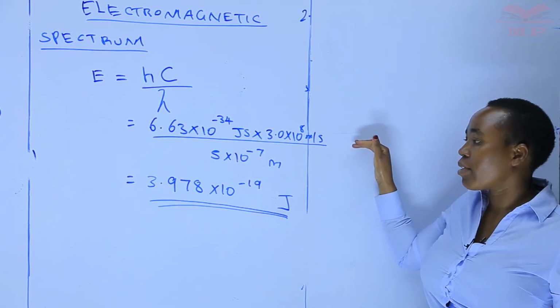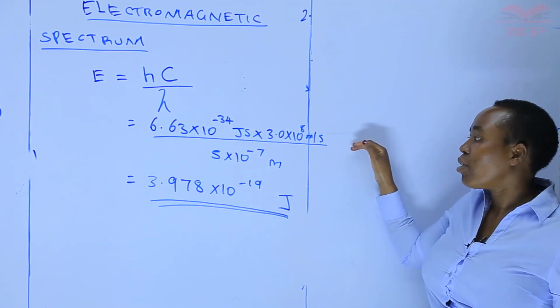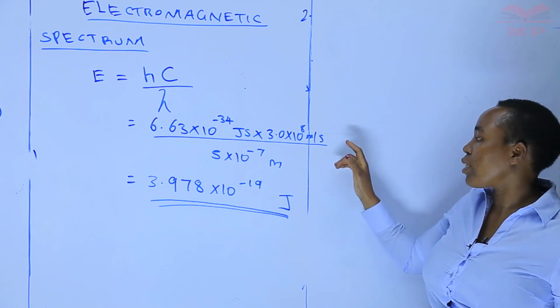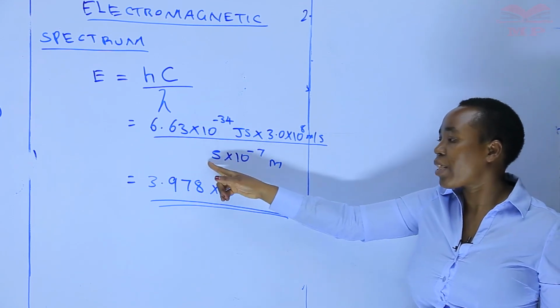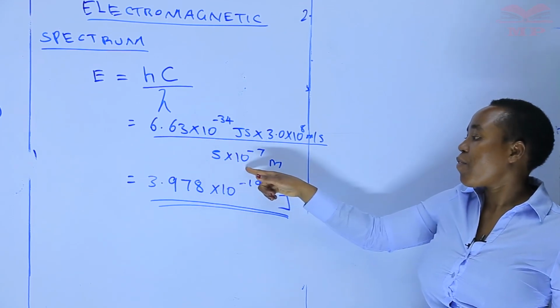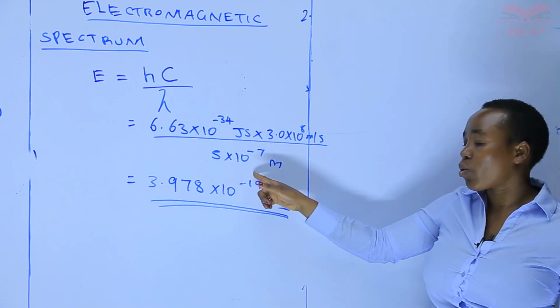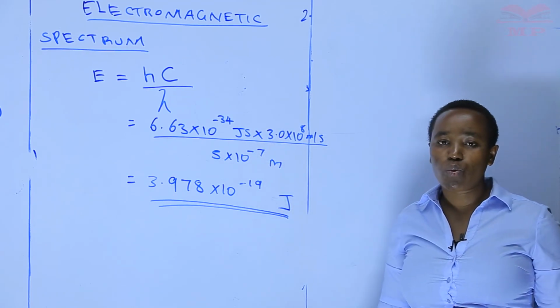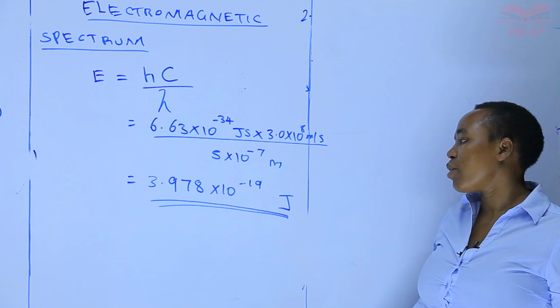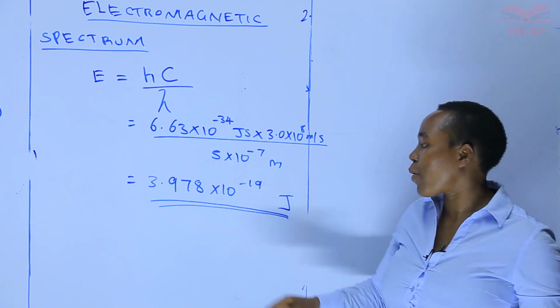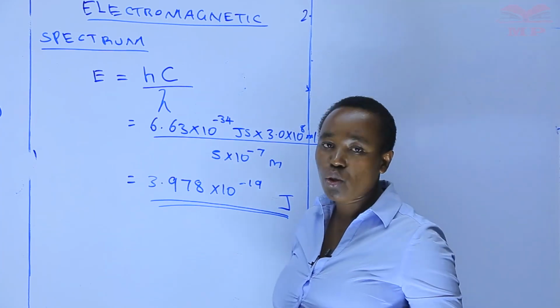You can write it first as the numerator, or you can just leave it in your calculator. Then you divide by, open the bracket again, 5 times 10 power negative 7, close it, and then the equal to sign. You'll be able to get 3.978 times 10 power negative 19 joules.